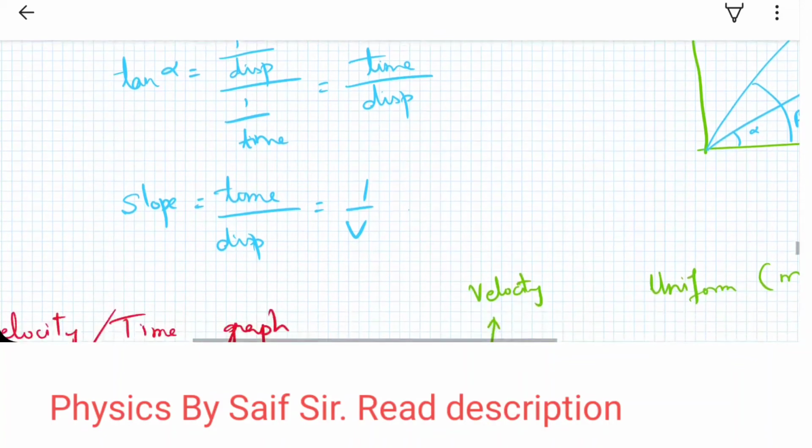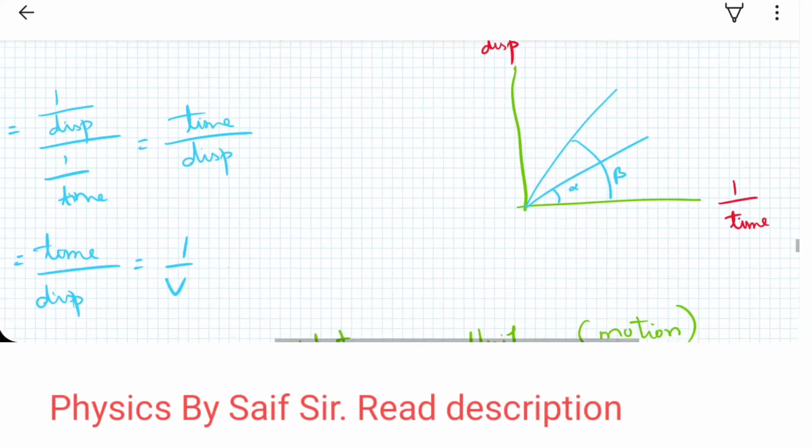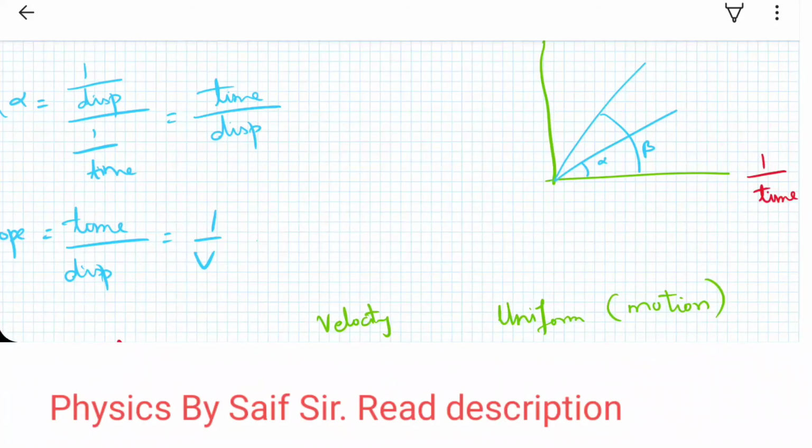As the velocity is inversely proportional to slope, the greater the slope, the lower the velocity. The lower the slope, the greater the velocity. So here the angle is reversible, so the lower angle will get greater velocity.